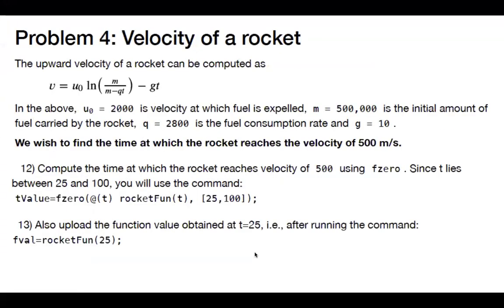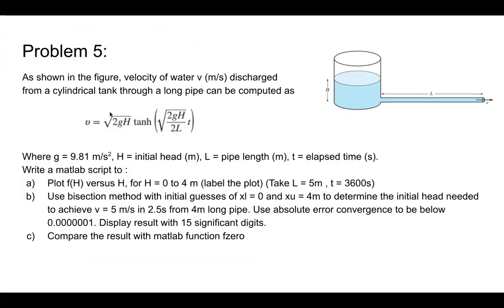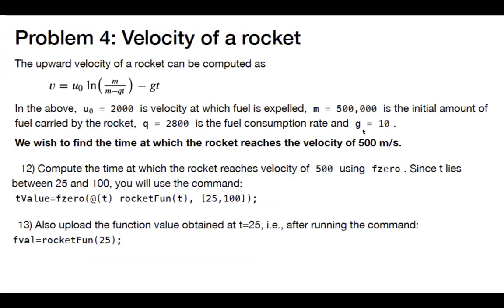It's the velocity of a rocket. You have an equation here. V is equal to u0 L log of m minus qt, m by m minus qt minus gt. U0 is a constant. M is a constant. Q value is also given to you. G value is also given to you. So the only unknowns are V and T. For a particular value of T, you will be getting a particular value of V.